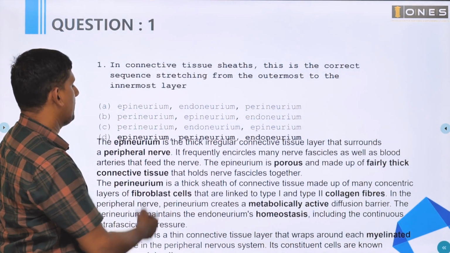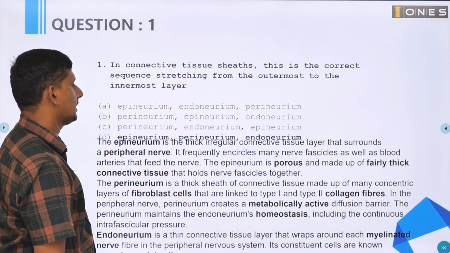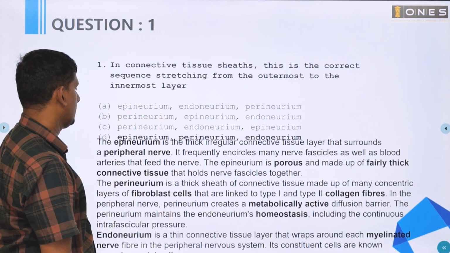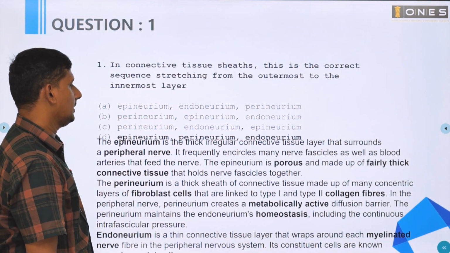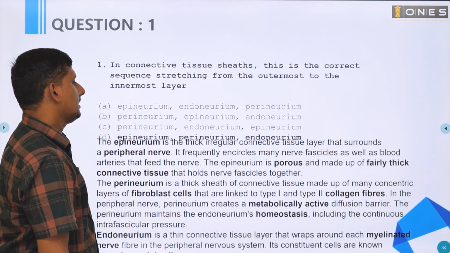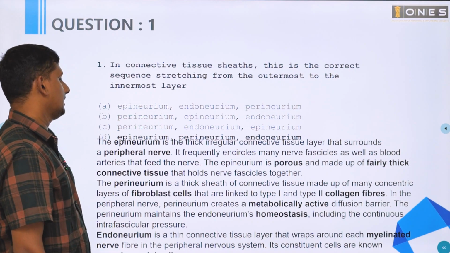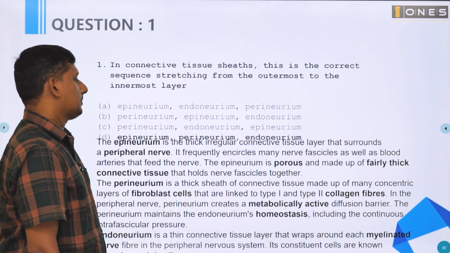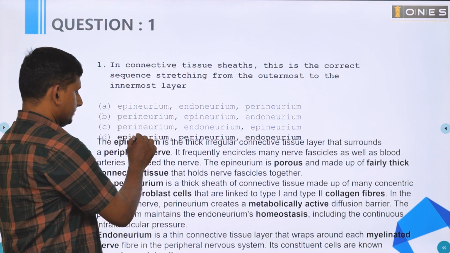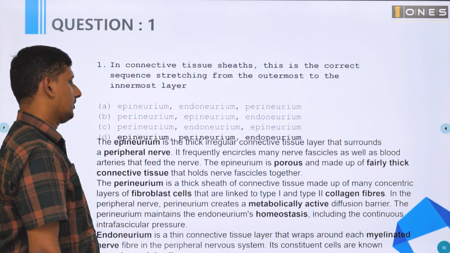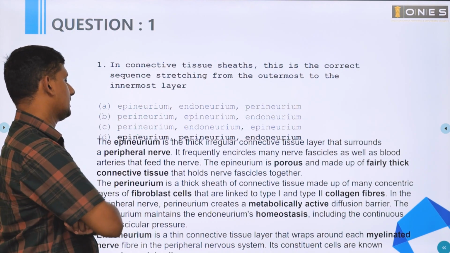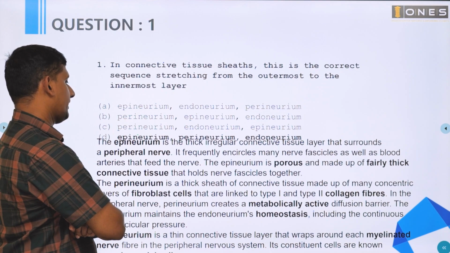So the explanation is: epineurium is the thick irregular connective tissue layer that surrounds a peripheral nerve. It frequently encircles many nerve fascicles as well as blood vessels that feed the nerve. The epineurium is porous and made up of fairly thick connective tissue that holds nerve fascicles together.